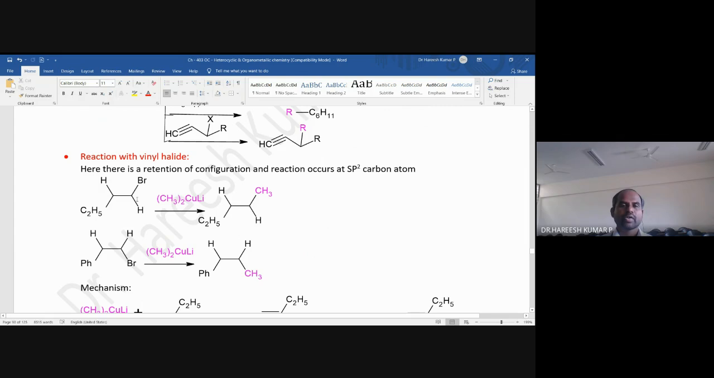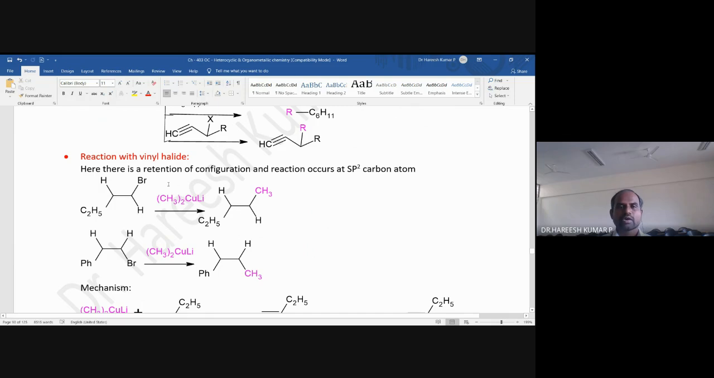So here what is happening is that a bromine attached to a double bond is replaced with CH3. What is the name of this compound? It's lithium dimethyl cuprate. So this lithium dimethyl cuprate replaces Br with CH3. The stereochemistry present in the substrate is retained in the stereochemistry of the product.